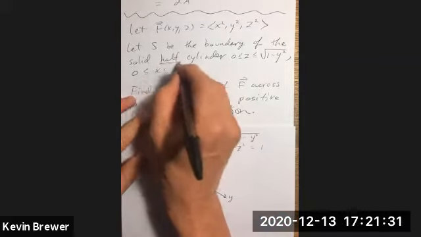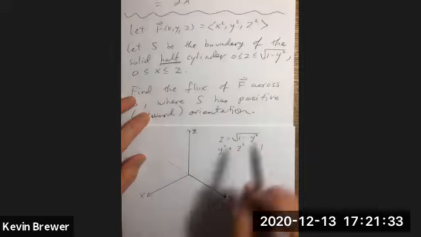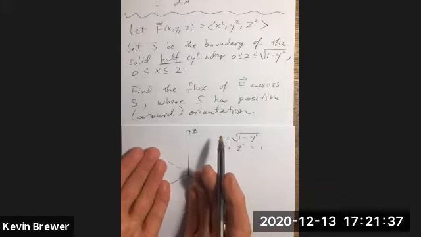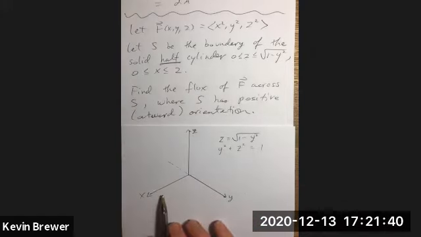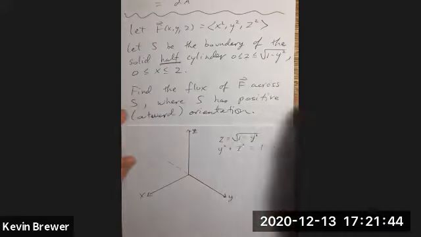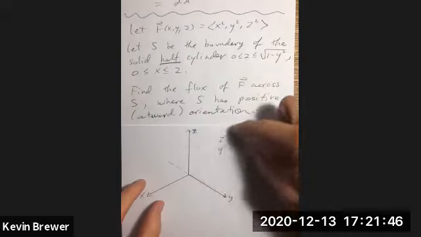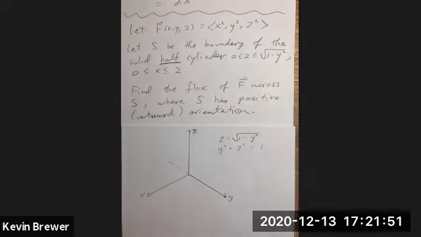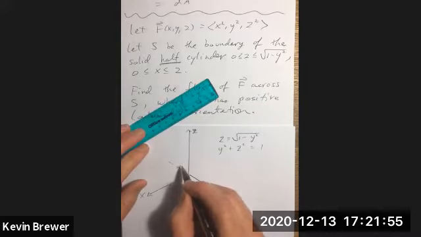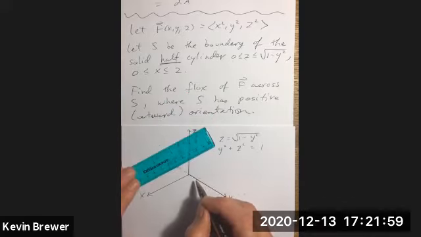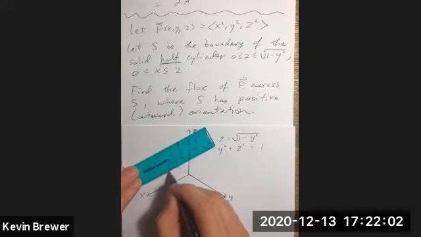But this says half cylinder. So, okay, it's the half cylinder where z is non-negative. So that's just the part above the xy plane, of course. So the half cylinder would be this half circular cylinder, but we only want the part between 0 and 2. So I'll just estimate and draw something out here.